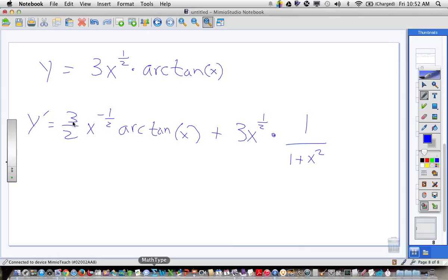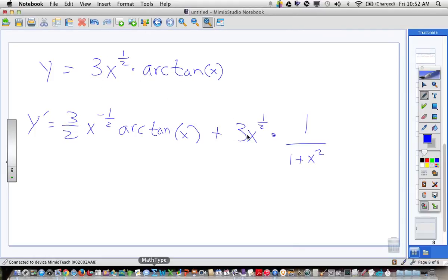So something like this, just a product rule. 3 square root of x would be this, arctangent would be this. So it's a product rule. Derivative first, bring the half down: 3/2 x to the negative 1/2, leave the arctangent x alone. Plus, product rule is plus.